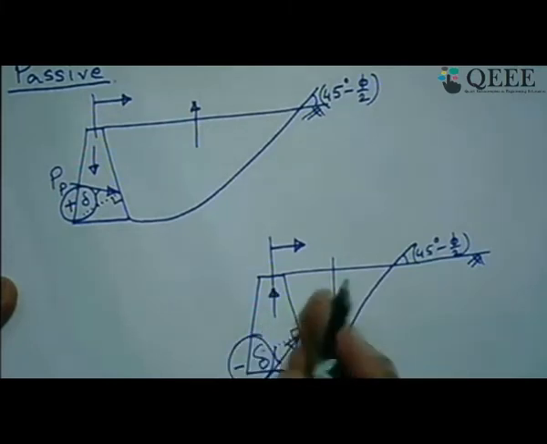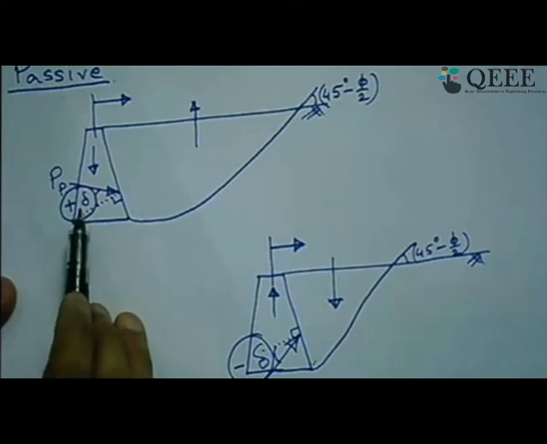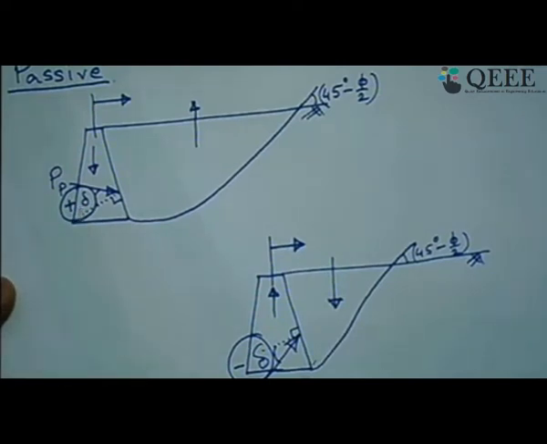So that's why this PP in this direction can resist it. So this negative wall friction angle case for passive earth pressure and positive wall friction angle case for passive earth pressure are very much common in geotechnical engineering problems.